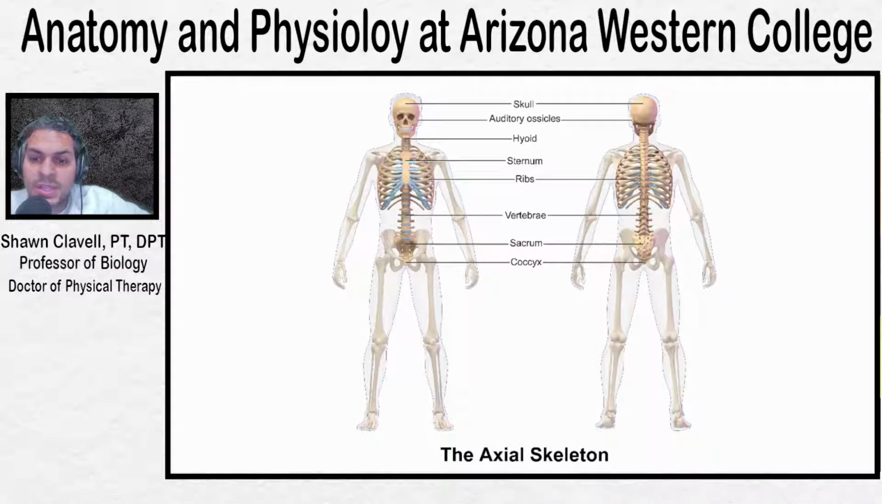Now, the human skeleton can be divided into two basic parts, the axial skeleton and the appendicular skeleton. As you can see here, the axial skeleton, which contains 80 bones, consists of the 22 bones of the skull, 25 bones of the thoracic cage or thoracic chest cavity, the vertebral column, as well as the sacrum and coccyx.